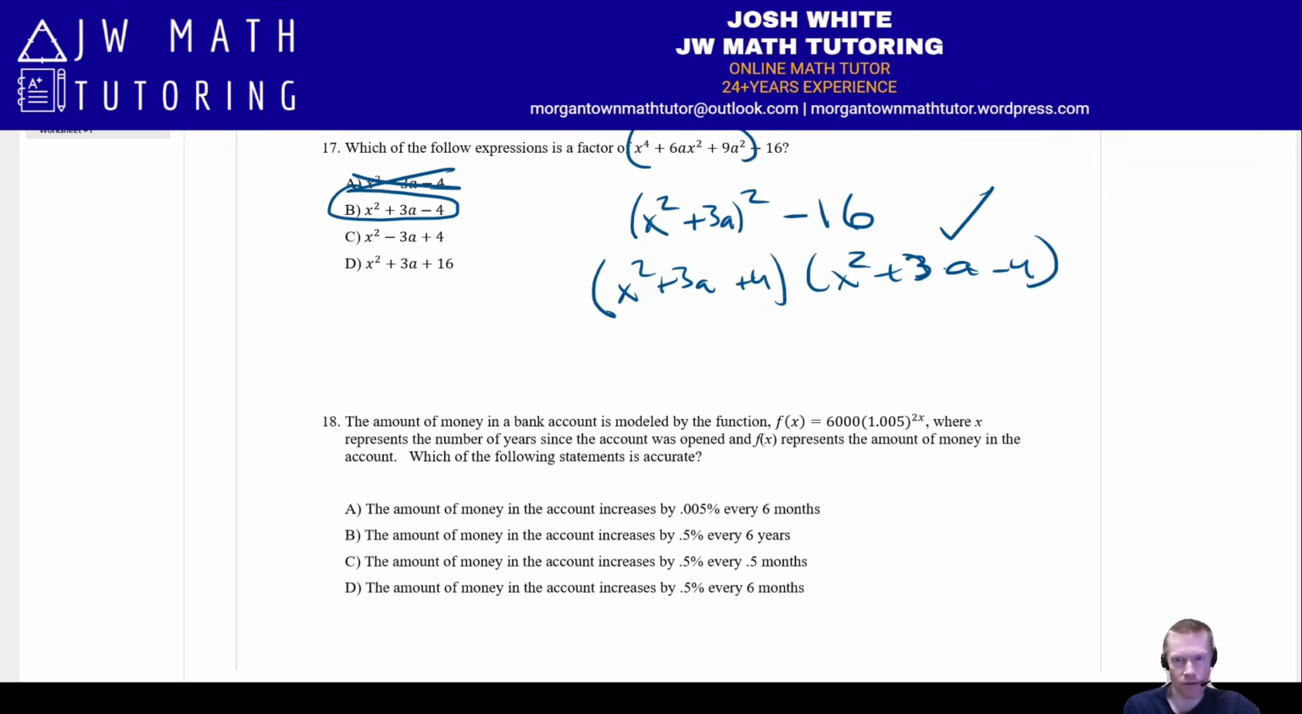X squared minus 3a. Okay, again, none of these have minus 3a's. X squared plus 3a. This has a 16 instead of a 4. Okay, that's wrong. So the correct answer is going to be letter B.